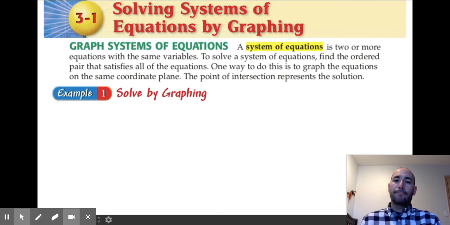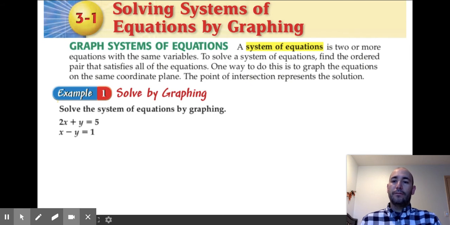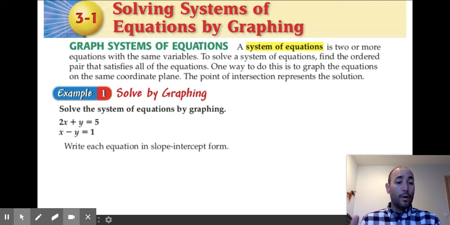So let's look at this. We're going to solve by graphing. Here it says solve the system of equations by graphing, and they give us two equations, 2x plus y equals 5 and x minus y equals 1. In order to graph this, I could write each equation in slope-intercept form, y equals mx plus b, which makes it really easy to graph because I can see the slope and the y-intercept, pretty easy to put on a coordinate grid.